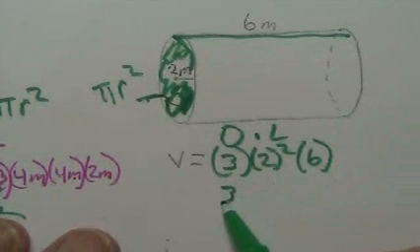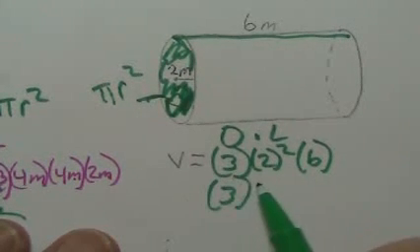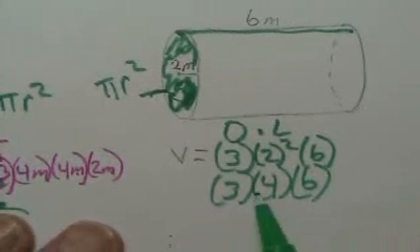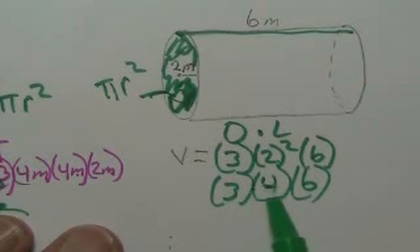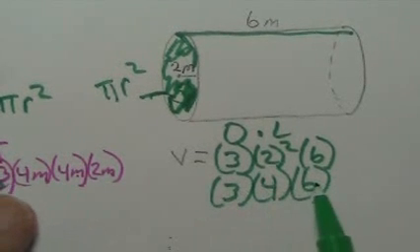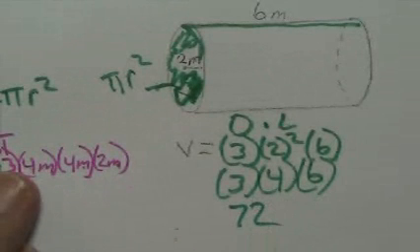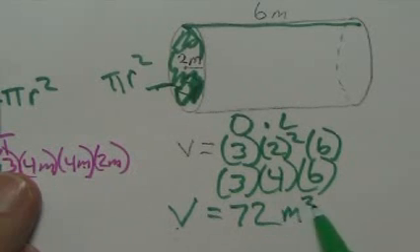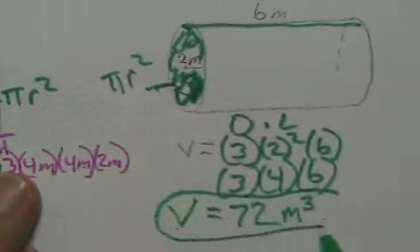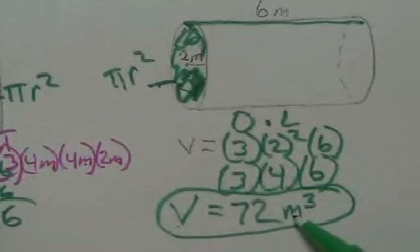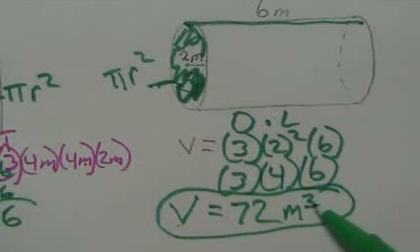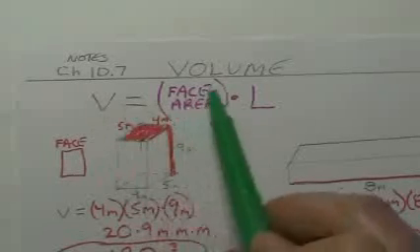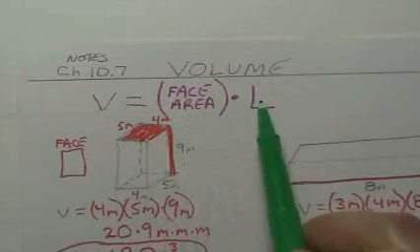So we have, 2 squared is just 4. And then I have 6. 3 times 4 is 12. And 12 times 6 is 72. So my units are 72 meters cubed. Remember that the units could be feet or yards, but it is always cubed when it's volume. So remember, volume is always the face area times how long it is.